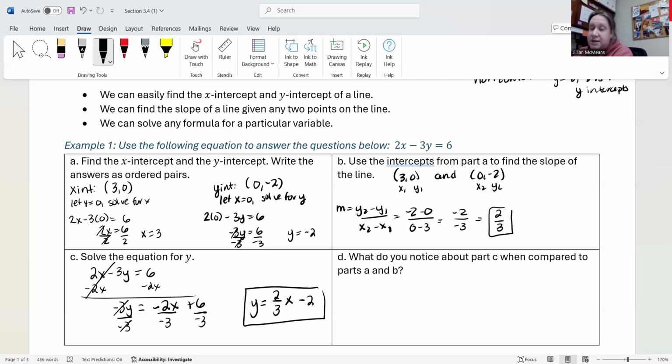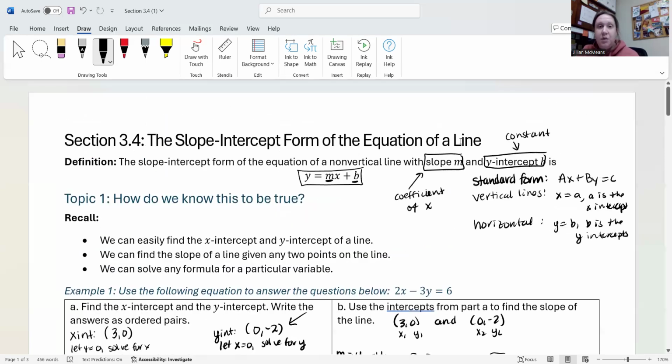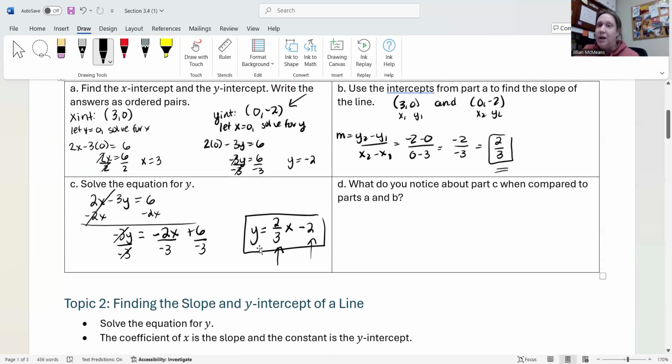So for part D, it says, what do you notice about part C when compared to parts A and B? Well, I noticed that the coefficient of x is the same as the slope. And I noticed the constant is the same as the y-intercept. And that's exactly what we said up here. We were like, hey, slope-intercept form is y equals the slope times x plus or minus the y-intercept. And that's exactly what we have here.